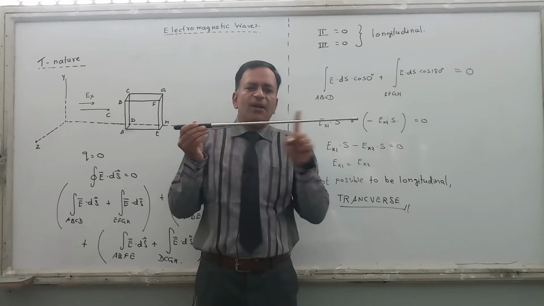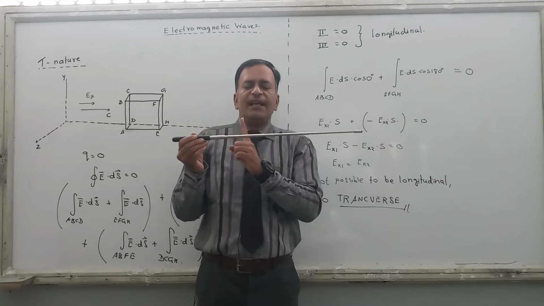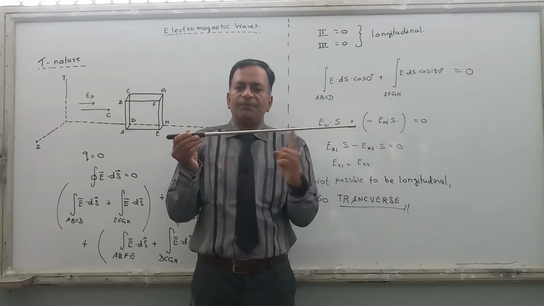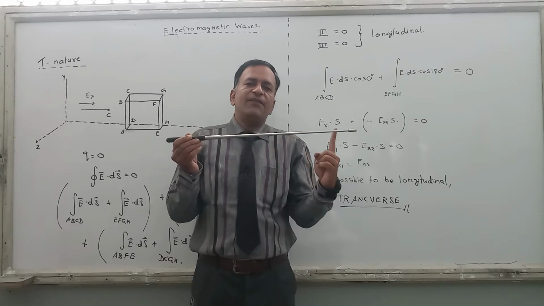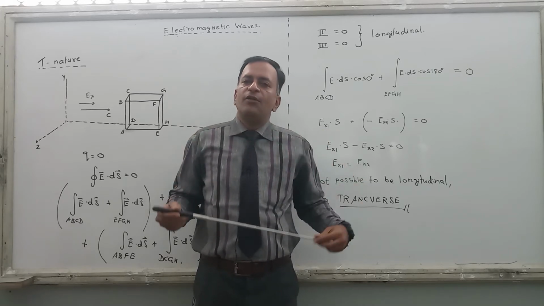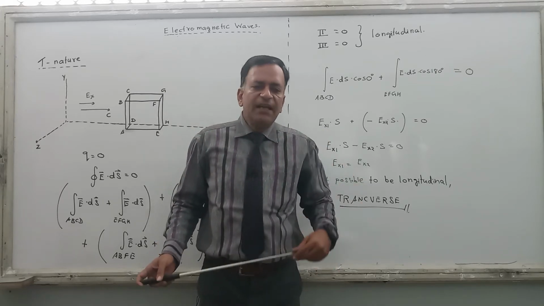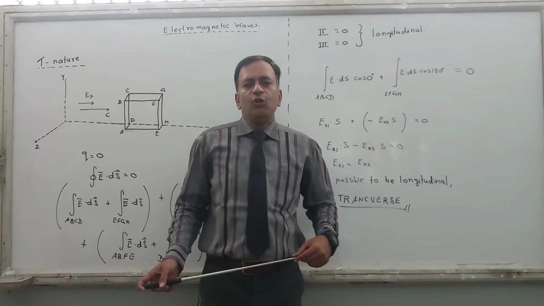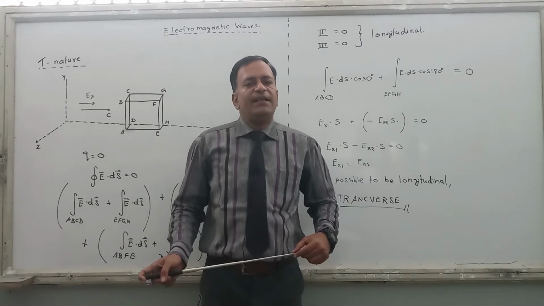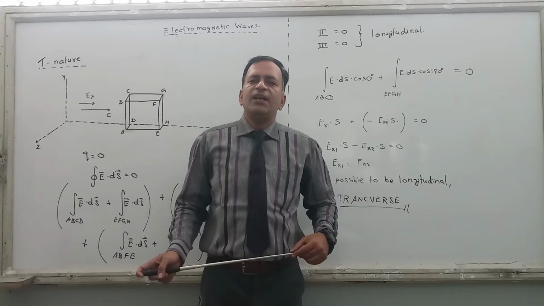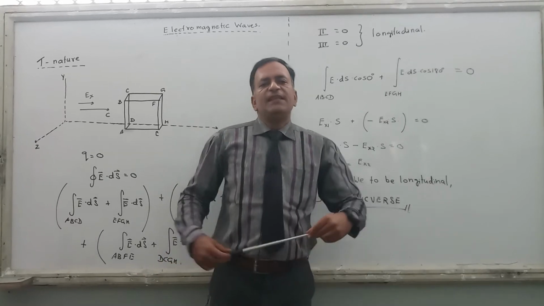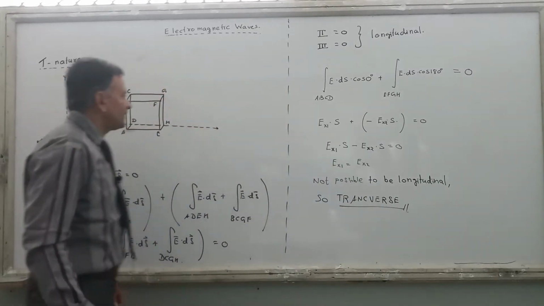And if the wave propagates like this, and the varying physical quantity also moves in the direction of the wave, then the waves are known as longitudinal waves. So we are going to prove in this derivation that electromagnetic waves are transverse in nature. Let us start with this.